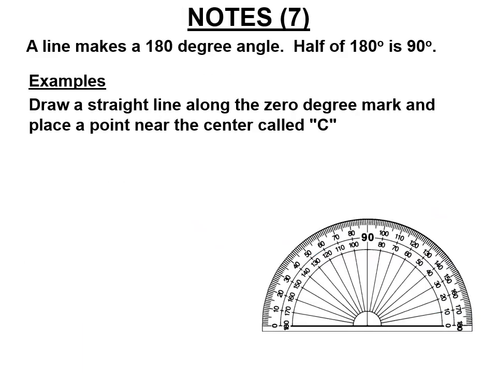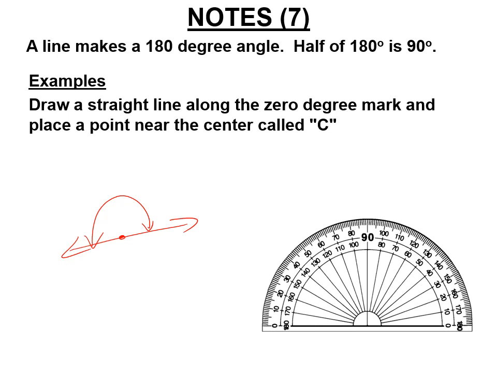Right, a line makes a 180 degree angle. Yes, so if I draw that, I have drawn an angle. It's called a straight angle. It's also called a straight line, right? If I put a little point in there, then maybe that would make it clearer. But that's a 180 degree angle.